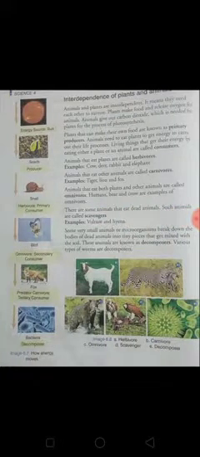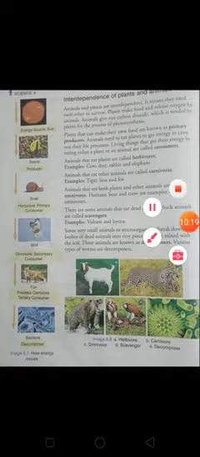Okay, next one is interdependence of plants and animals. In the beginning also I said that all living things depend on each other. Now from the diagram, see, this plant is depending on sunlight. When this plant has grown a little, it will be eaten by a little animal, a snail. This snail will be eaten by the bird. This bird will be eaten by a carnivorous animal, the fox. When this fox dies, it will be decomposed by microorganisms known as bacteria.